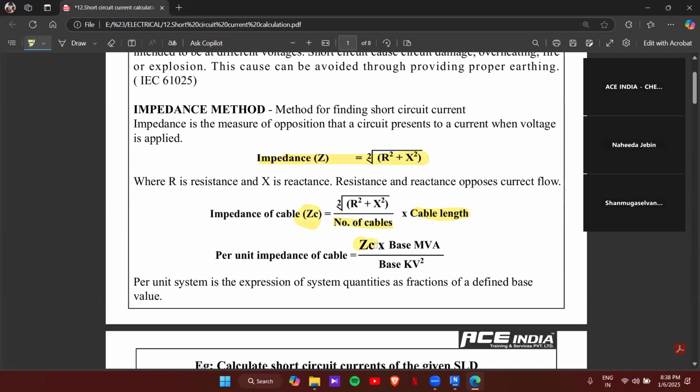So here ZC, as explained, is the impedance of the cable, and base MVA. Base MVA will be considered as a common multiple. Most commonly we'll take 10 as the base MVA. You can take 10 or 20, but as per standards, we'll consider a minimum of 10 MVA. I'll explain why. And it is divided by base kV square.